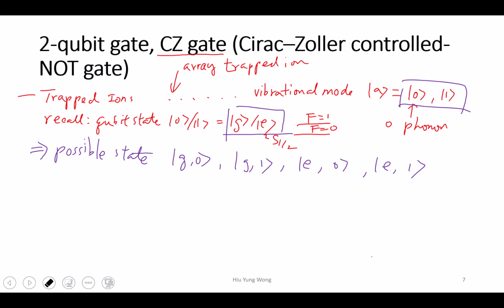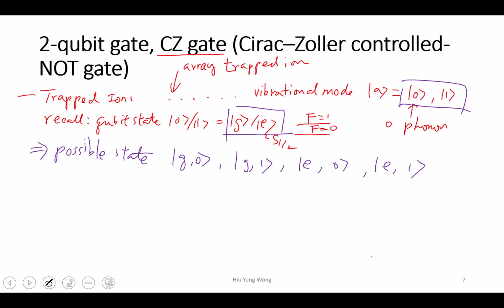So the atom adjacent to it also would have the same 0 or 1 state. No, G or E would be different. No, yeah. Okay, same 0 and 1 state. You are right, I'm sorry. So I will answer your question later, right?